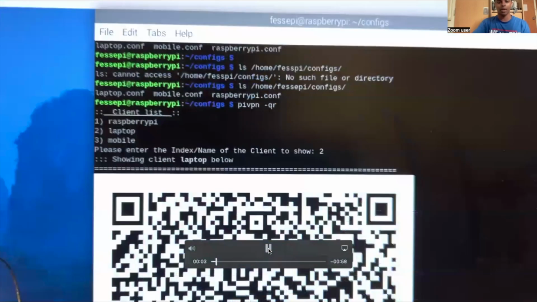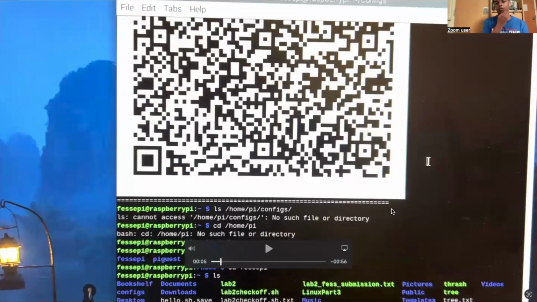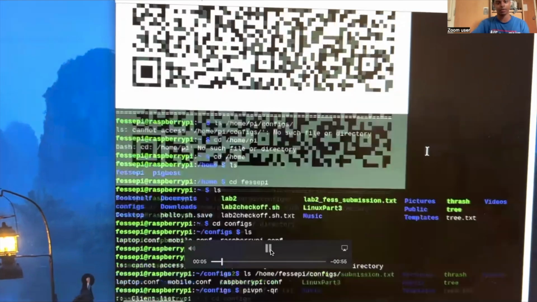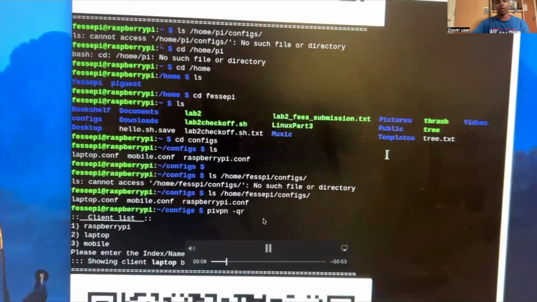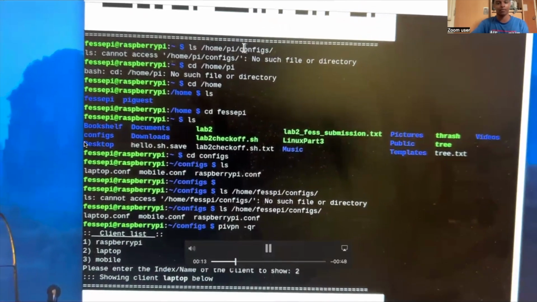Okay, and now I'm going to show you one of the steps that I could not get past, unfortunately. As you can see right here, I generated not one, but two QR codes from WireGuard. It's because when I tried to do ls /home/pi/configs, nothing would show up. So then what I decided to do was go deeper into the FastPi guest to look at some of the stuff that I have there, and then I found the configs.